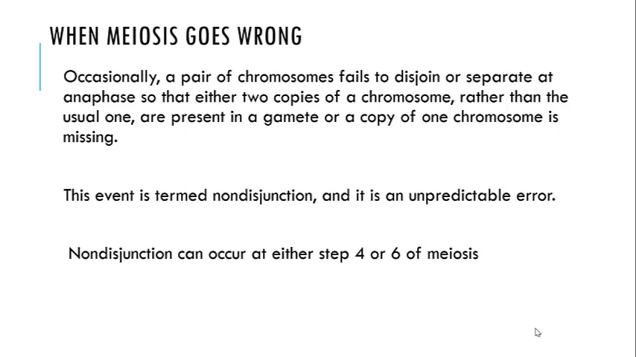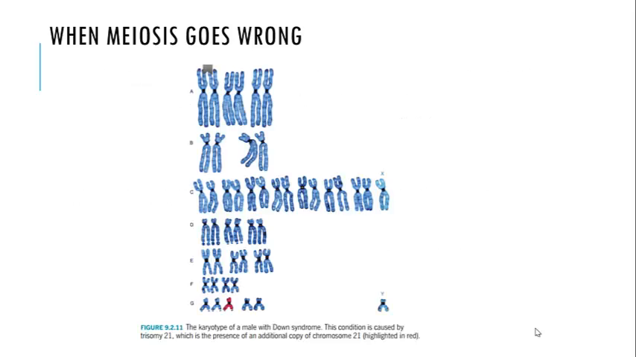And when meiosis goes wrong, occasionally a pair of chromosomes fails to disjoin or separate at the anaphase correctly, so that either 2 copies of a chromosome rather than a usual 1 are present in a gamete, or a copy of the chromosome is missing. So we have that disjoint from the centromere. This event is termed a non-disjunction, and it's an unpredictable error. Non-disjunction can occur at either step 4 or 6 of meiosis, and we're going to go through that in a minute. So this is what non-disjunction looks like.